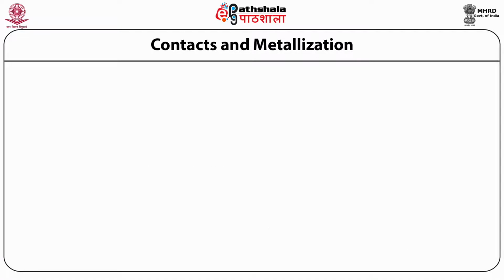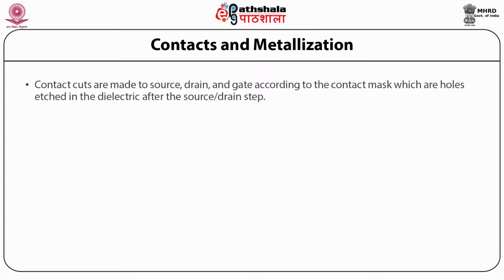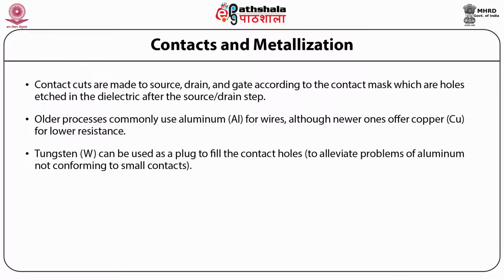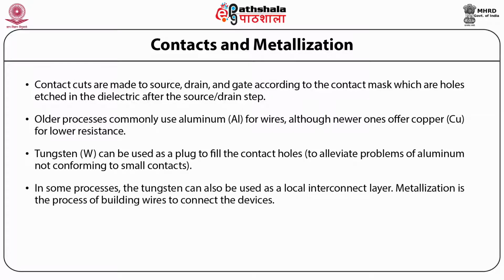The next process is contacts and metallization. Contact cuts are made to source, drain and gate according to the contact mask, which are holes etched in the dielectric after the source drain step. Older processes commonly use aluminium for wires, although newer ones offer copper for lower resistance. So tungsten can be used as a plug to fill the contact holes to alleviate problems of aluminium not conforming to small contacts. In some processes, the tungsten can also be used as a local interconnect layer.